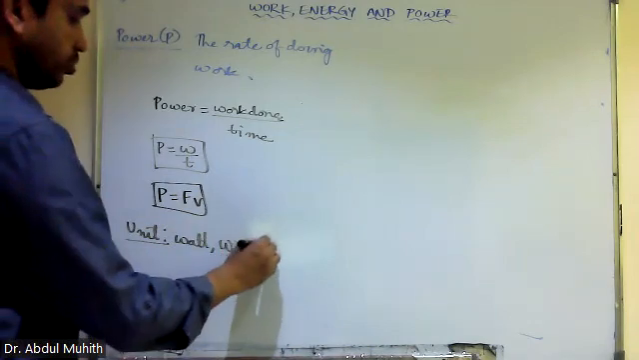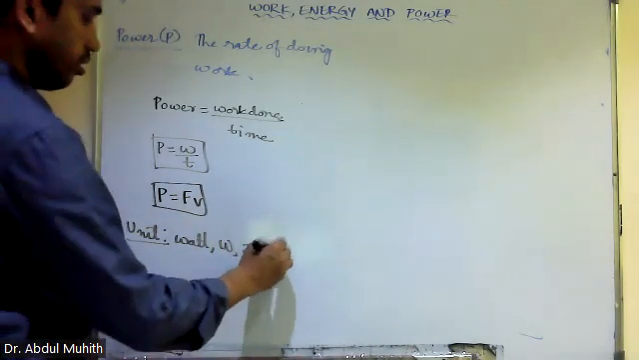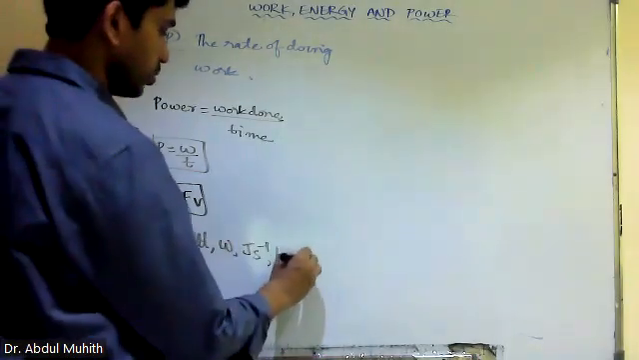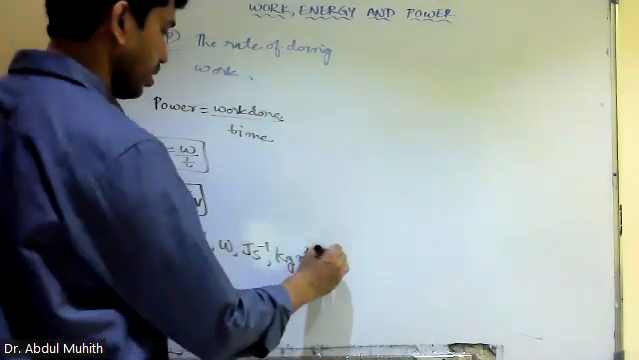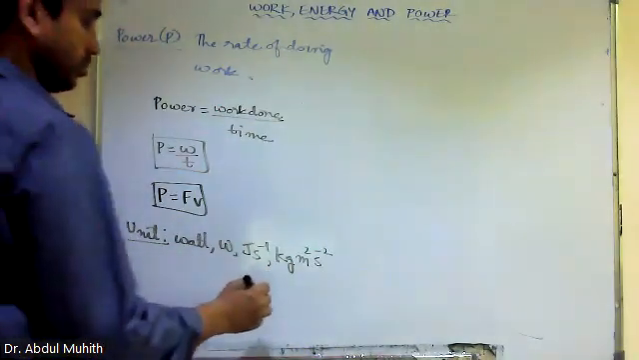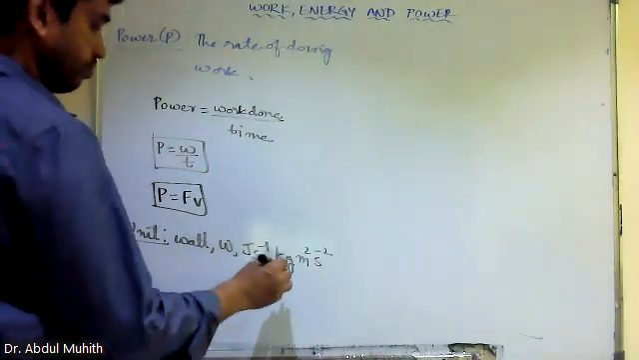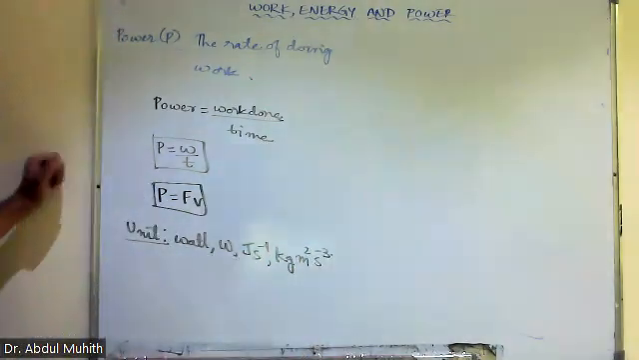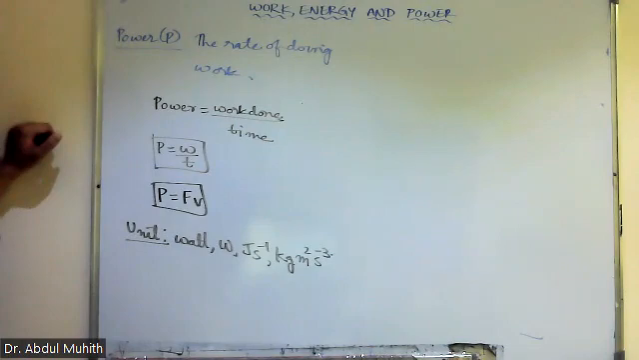Okay, joule per second, or kg meter square second square by time, right? So when it comes up, it becomes -3: kg meter square per second square divided by second. So second comes up and becomes -s.